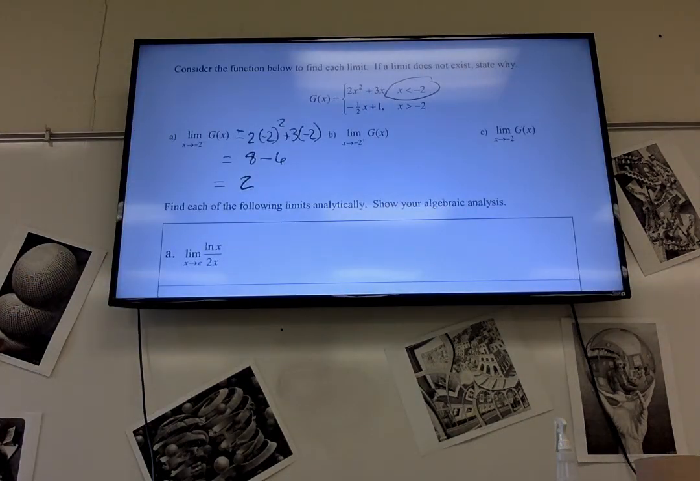Negative 2 from the right. It's negative 1/2 times negative 2 plus 1. Negative 1/2 times negative 2 is positive 1. 1 plus 1 is 2.